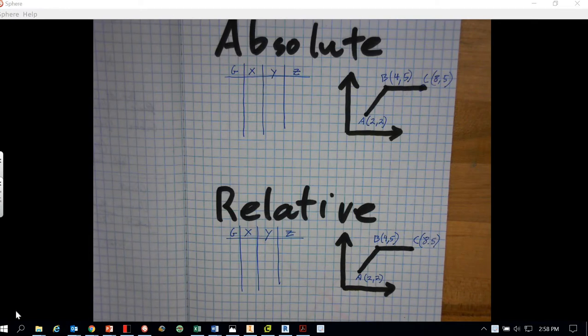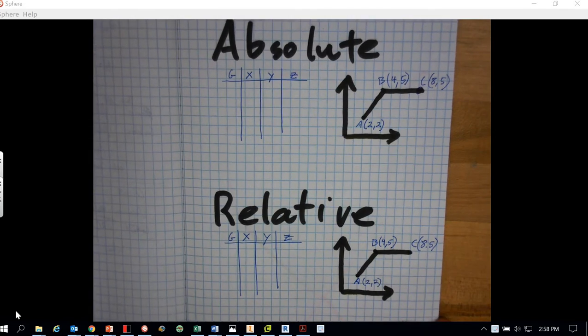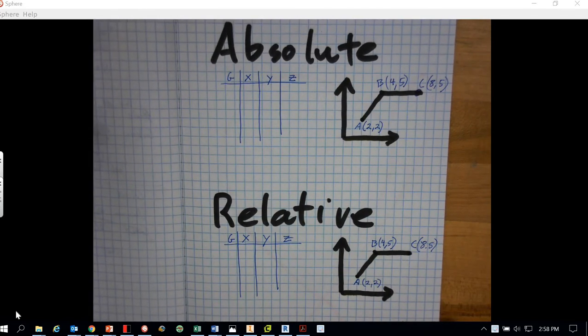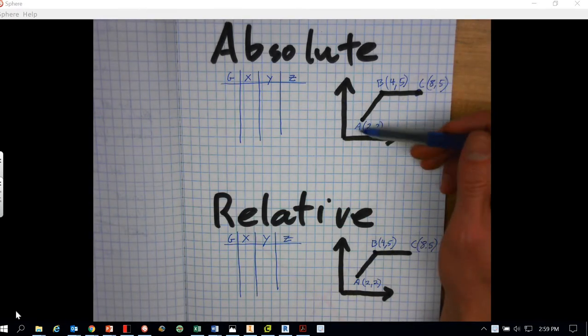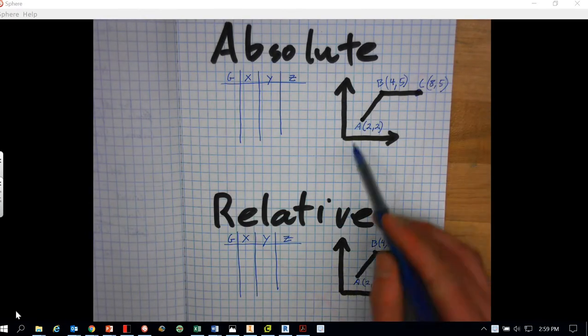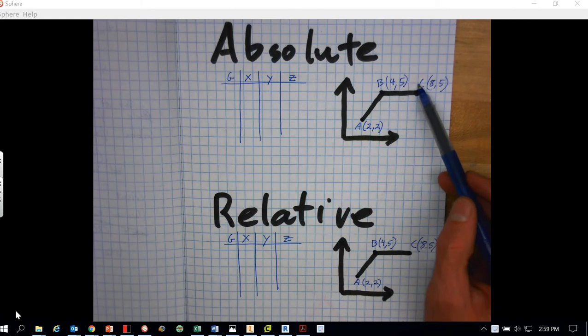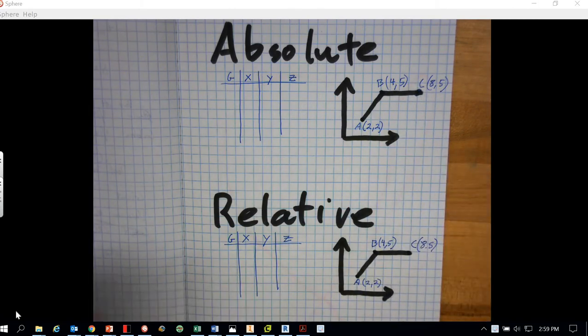All right, so in this video, we're going to talk about G and M codes, and there's two major types of programming, and the ones that we'll explore in class are absolute and relative programming. So I have two different layouts. You can see that we have our X and Y axes. You'll notice that our points A, B, and C are both the same graphs, right?